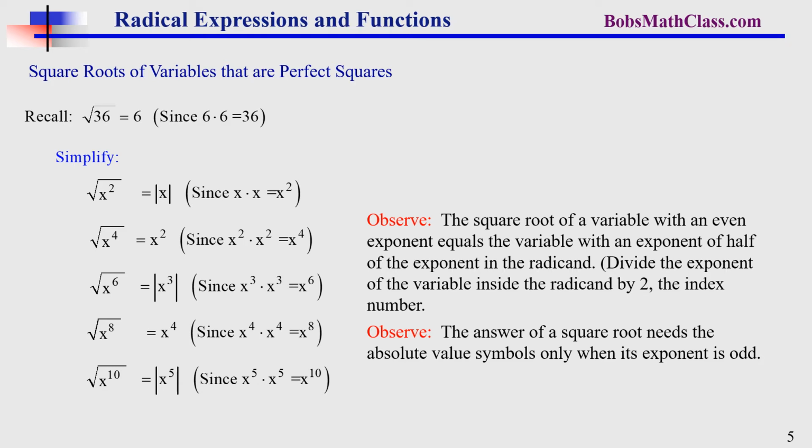The second observation is that the answer of a square root needs the absolute value symbols only when its exponent is odd. So when did we need an absolute value? When the exponent of the variable was a 1 or a 3 or a 5. We'll expand that observation in general, but for right now, the square root only needs an absolute value when its answer is a 1, a 3, or a 5, or any odd exponent.